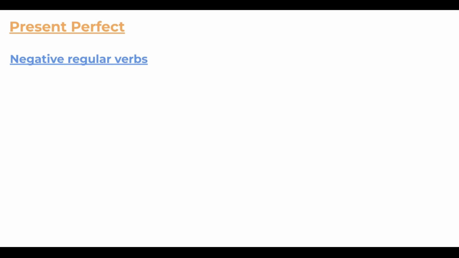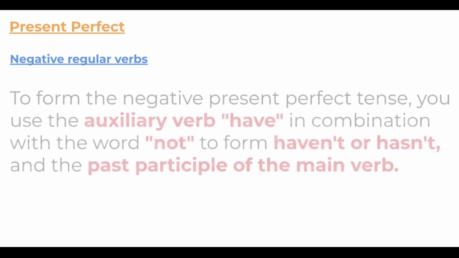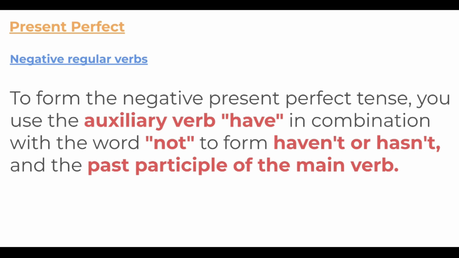Okay, so how do we form negatives with regular verbs? Well, we still want our auxiliary verb have, and we want to combine it with not to form either haven't or hasn't. And then we can follow this on with the past participle of the main verb as we've been doing with this tense so far.